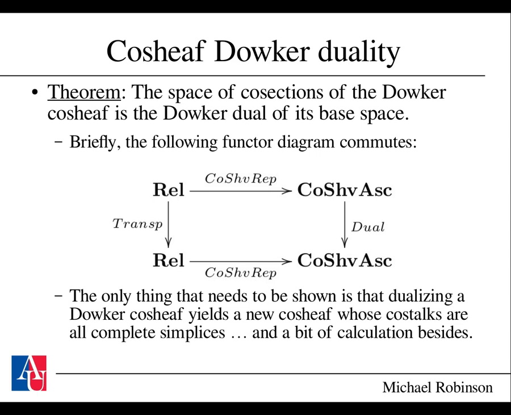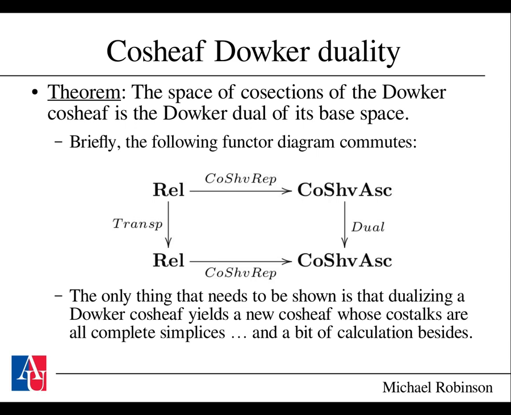As a result, you end up with a nice commutative diagram. With this nice commutative diagram, it says functoriality all around. So you have transposition on the left and duality on the right. And this cosheaf representation transforms a relation into a Dowker complex labeled up as this cosheaf representation. And so this is actually probably the most general form of Dowker duality that there is.